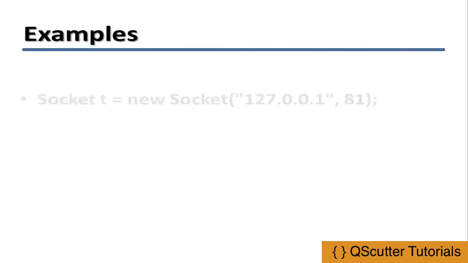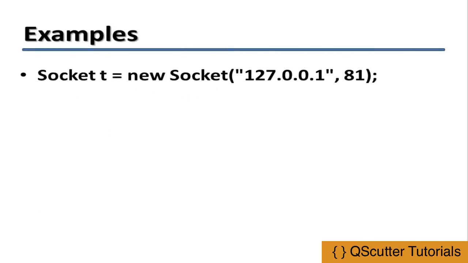An example of a socket: we can create a socket by Socket t = new Socket, plus the IP of that particular PC, or you can also put the IP address of that web server and a port number. Here 127.0.0.1 is the web server URL, or you can call it an IP, and 81 is the port number through which we're going to connect with that web server.